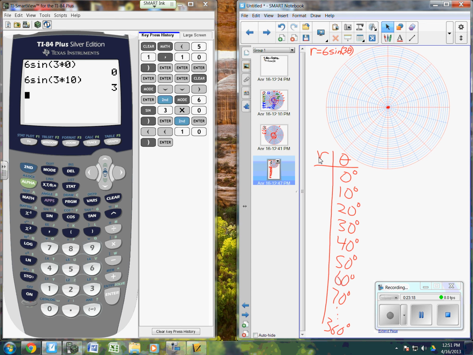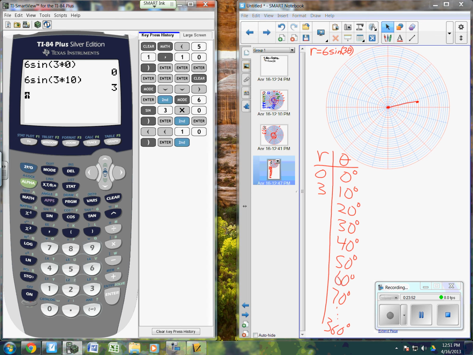Okay, now we go right here to r, and when we put in 0, we got 0. When we put in 10, we got 3. So we're going to go to the 10 degree line and go out to 3. 1, 2, 3 is about right here for me. And you're going to connect them like that.